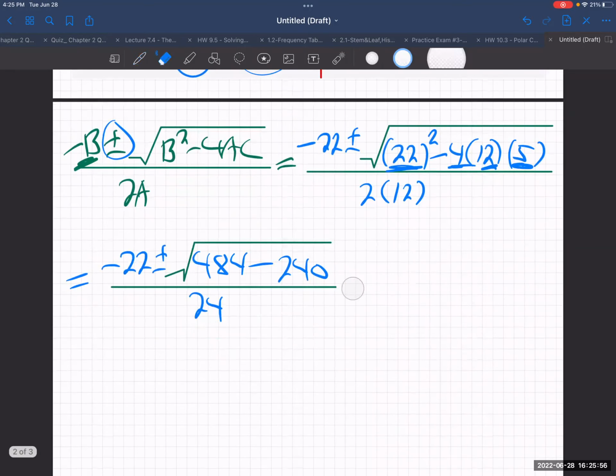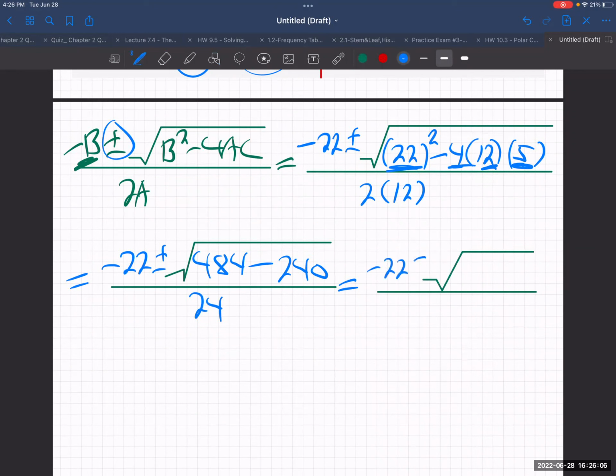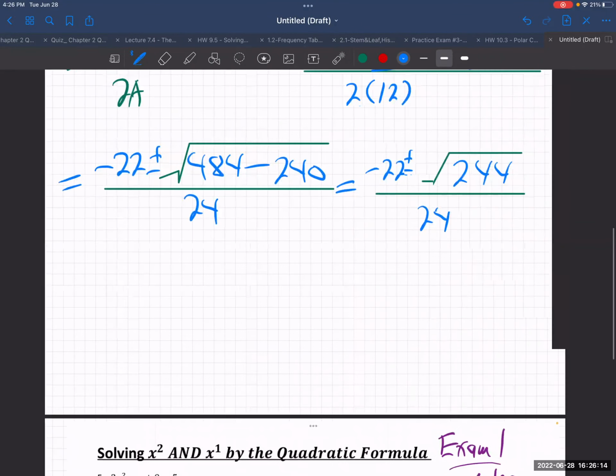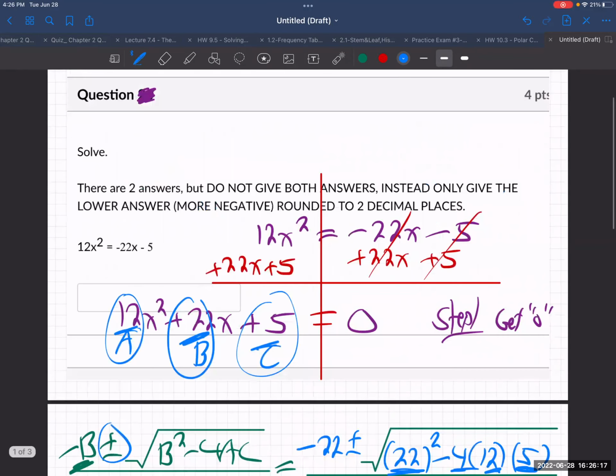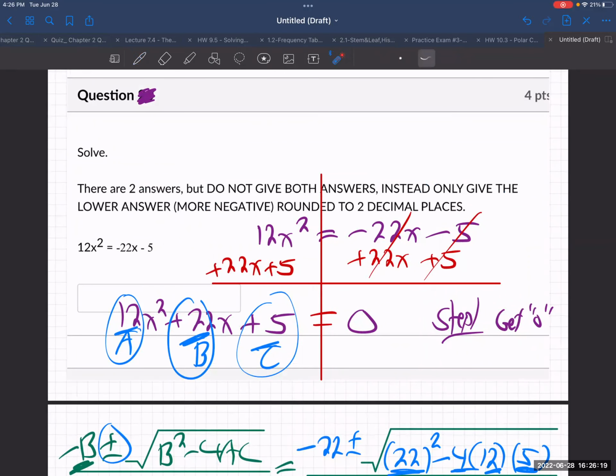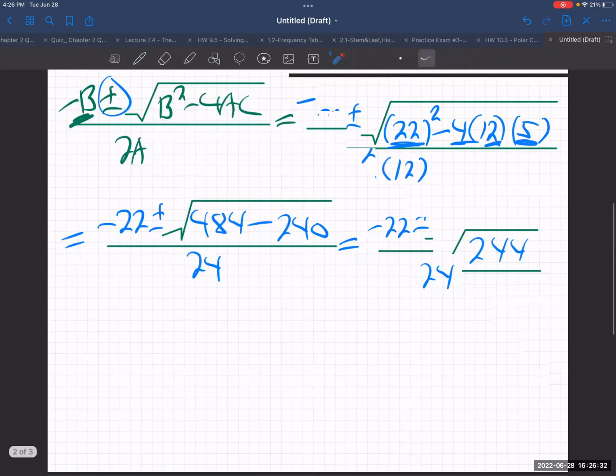Okay. And so what does that equal? Getting close here. So we've got minus 22 plus or minus the square root of, subtract that, you've got 244 over 24. Okay. So now, notice up here in the original question, it says there are two answers, only give the lower answer, more negative, rounded to 2 decimal places. They want decimals, huh? And they want the lower answer. So I've got to get decimal answers.